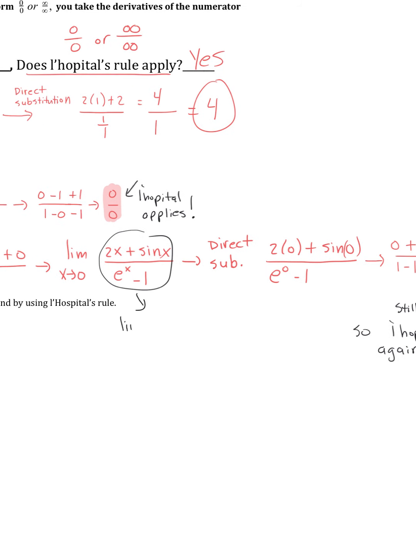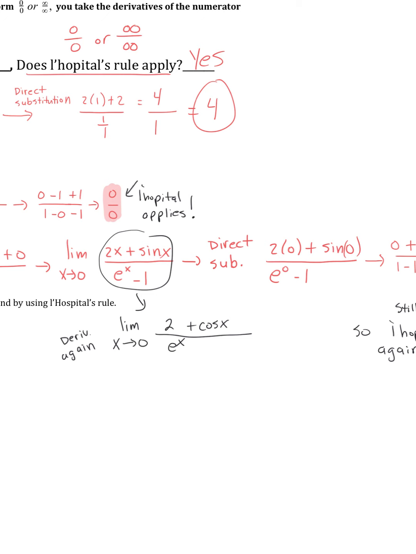Okay, so we go from here. The limit as x approaches 0, so this is the derivative again. All right, on top, the derivative of 2x is 2. The derivative of the sine of x is the cosine of x. On the bottom, the derivative of e to the x is e to the x. And of course, the derivative of negative 1 is 0.